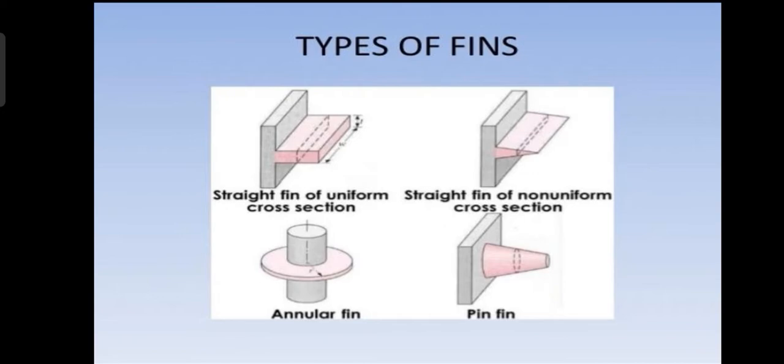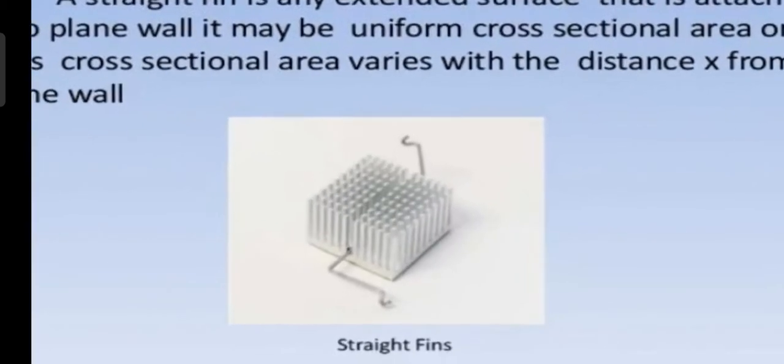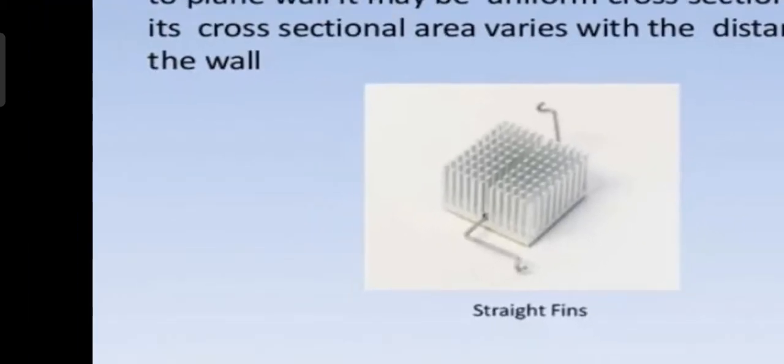Types of fins. Here I discuss four types of fins. First is the straight fin of uniform cross section, then straight fins of non-uniform cross section, the annular fin, and the pin fin. These are the four types. Straight fins: a straight fin is any extended surface that is attached to a plane wall. It may have a uniform cross section area, or its cross section area may vary with the distance from the wall. Here is a picture of straight fins.